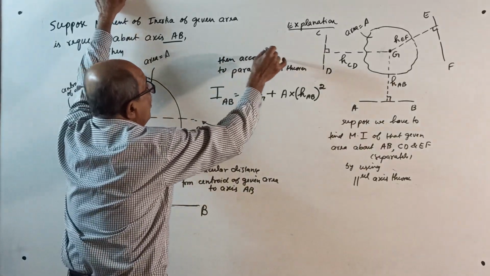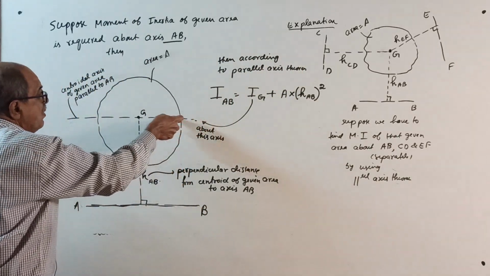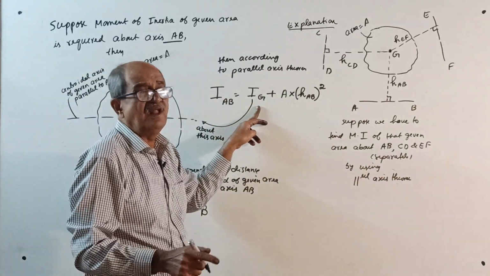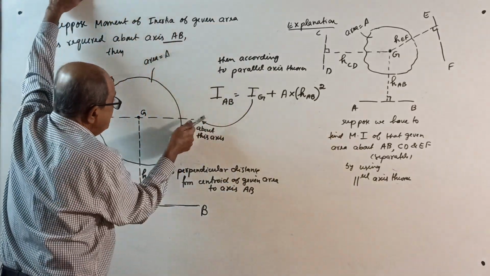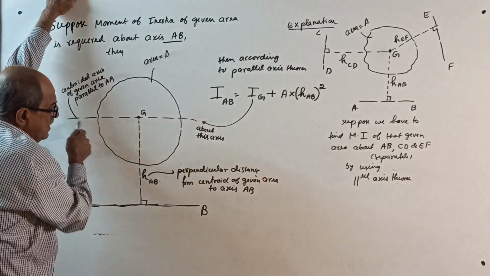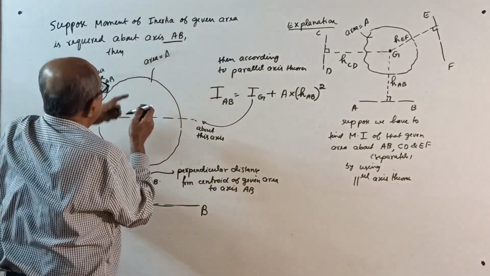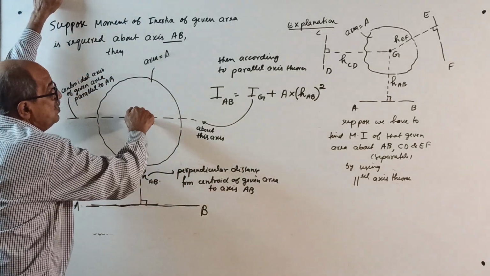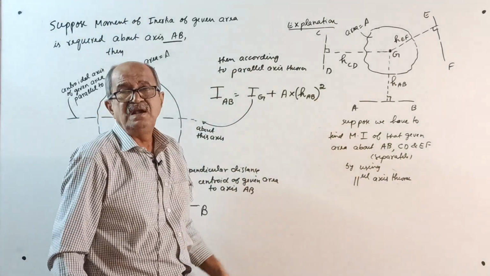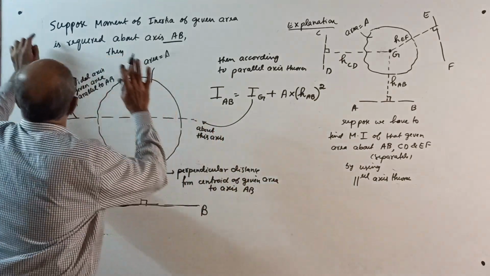Then, according to the parallel axis theorem, I about AB equals I about the centroidal axis, IG. IG means moment of inertia about the centroidal axis. Which centroidal axis? See, IG is about this axis. I told, this is a statement there. I about the centroidal axis parallel to AB. This IG is I about this axis. IG plus area into the square of the perpendicular distance, H_AB square. This later I will explain very thoroughly. Okay, over.